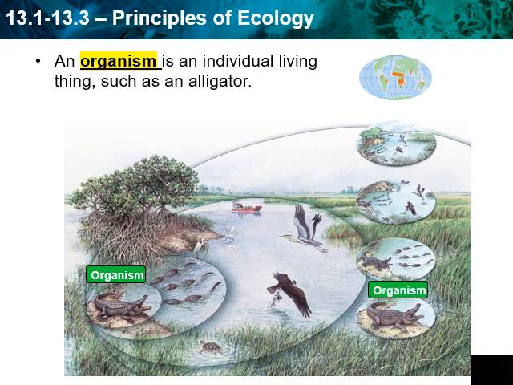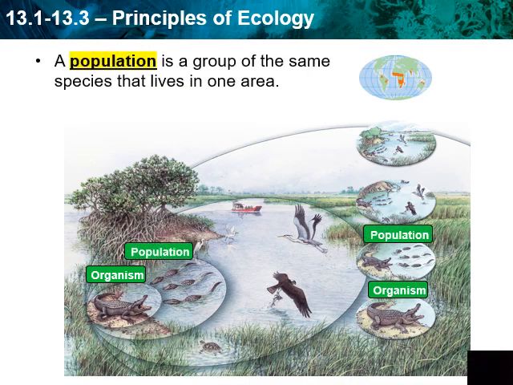So as you know, an organism is an individual living thing. In my picture, my example is an alligator. A population is a group of the same species that live in one area. So all of the alligators that live in that area would be a population of alligators.